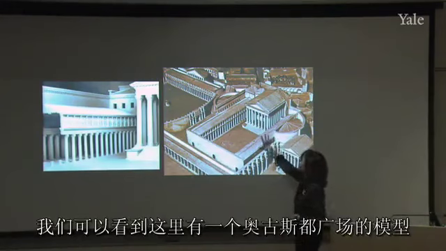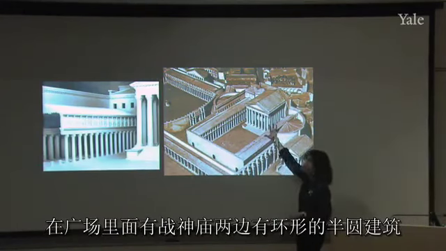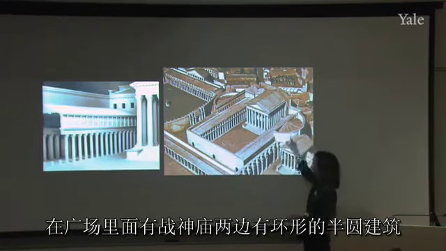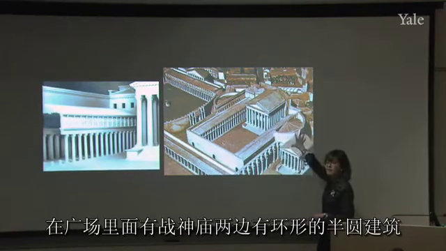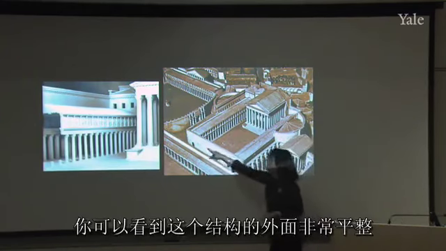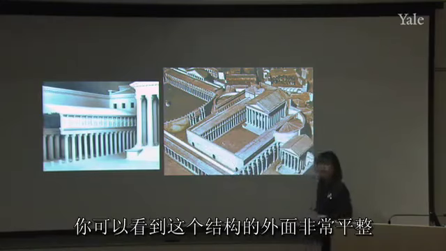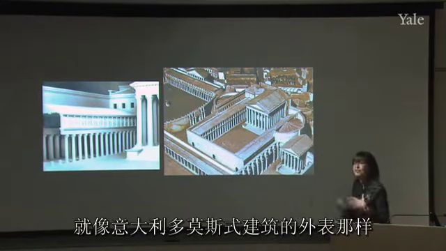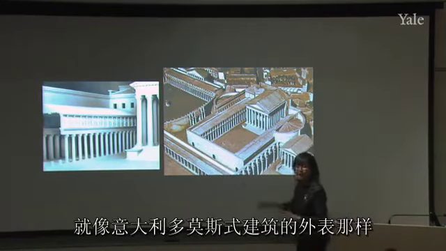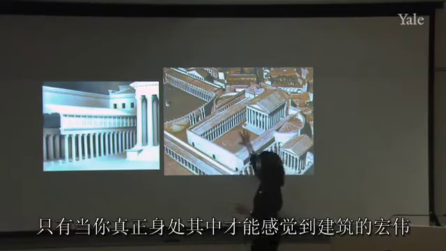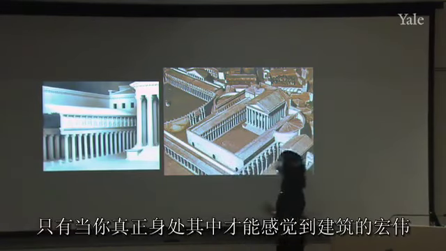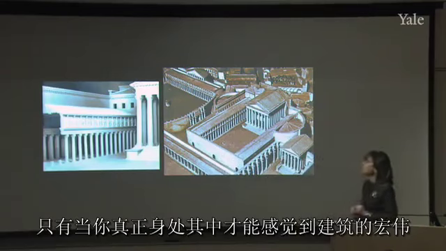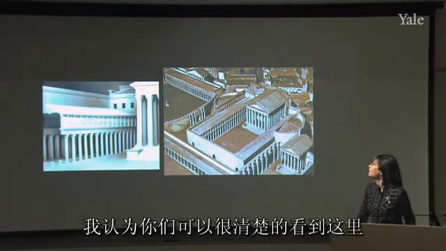We see here a model of the Forum of Augustus with the Temple of Mars Ultor inside that forum with the embracing exedrae or hemicycles on either side. You can see that the exterior of the structure was quite plain, just in the way that a Domus Italica outside was plain, and it was only when you got inside that you got a real sense of the glory of the architecture. So I think you can see well here.